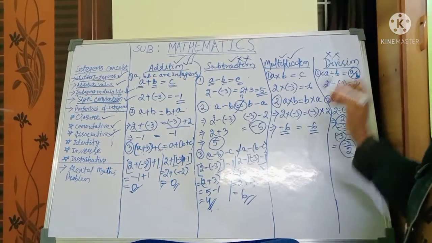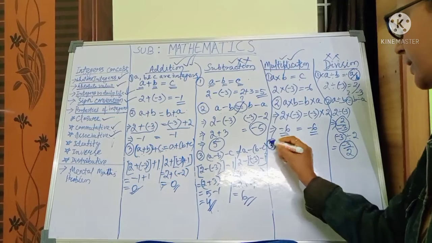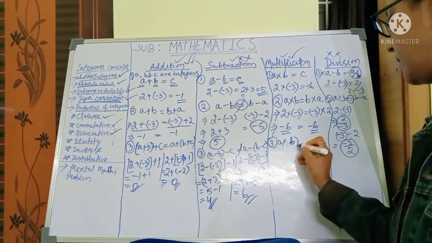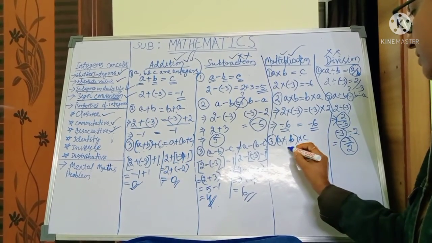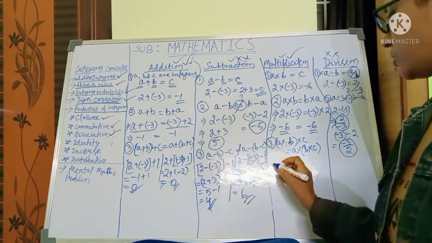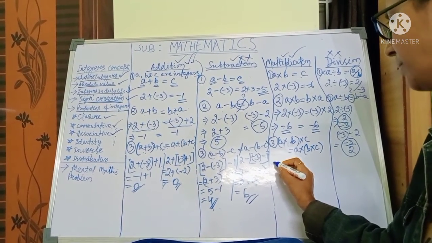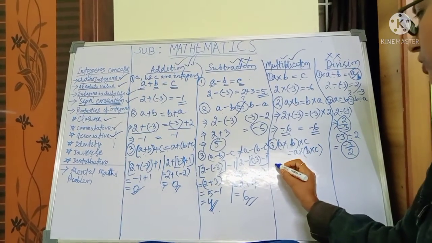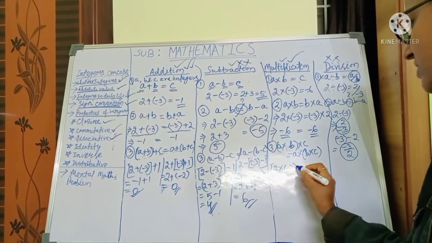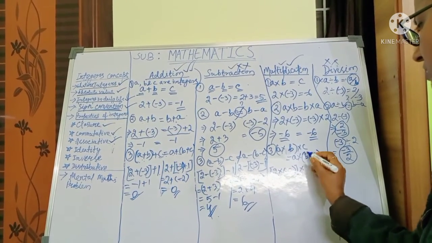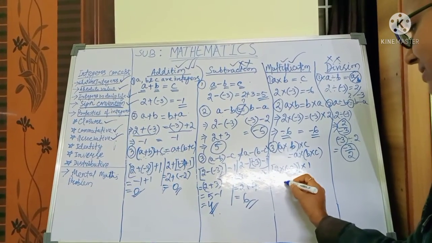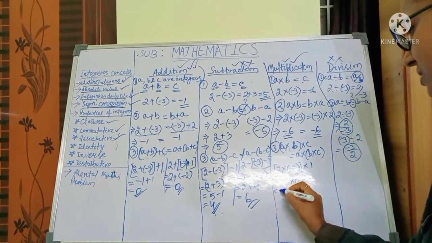Now for multiplication we will check. A into B into C is equal to A into B into C. So we will take the example: A equal to 2 into minus 3, closed inside the bracket, into C is 1. So in the left hand side, 2 into minus 3 is minus 6, into 1. So it is minus 6.